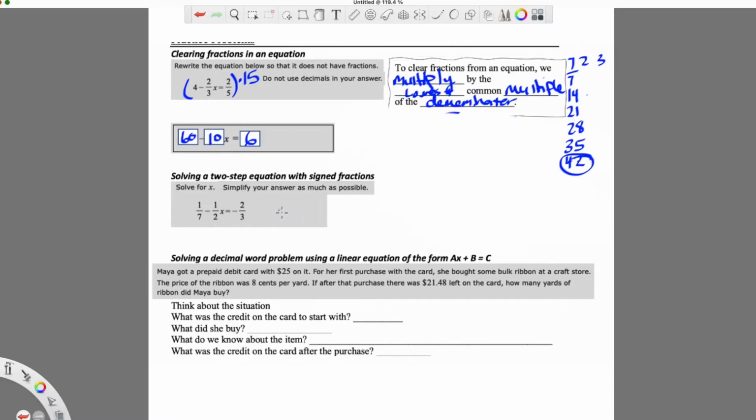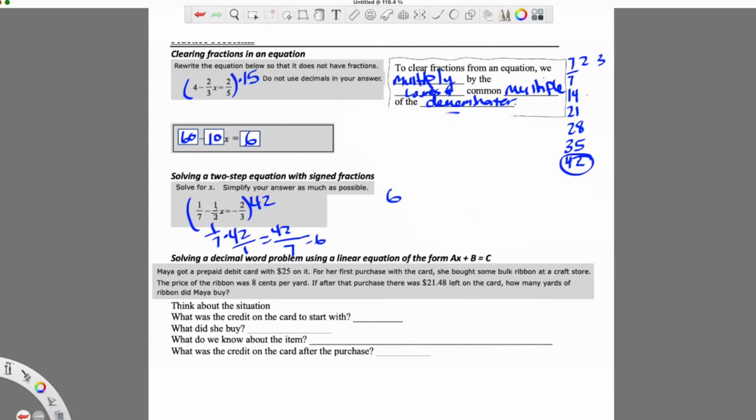So we're going to multiply by 42 all the way around. So 1/7 times 42, remember there's a 1 underneath, so 1 times 42 is 42. 1 times 7 is 7. 42 divided by 7, well, we made a list. That's 1, 2, 3, 4, 5, 6. So that equals 6, so we're going to have 6 here.